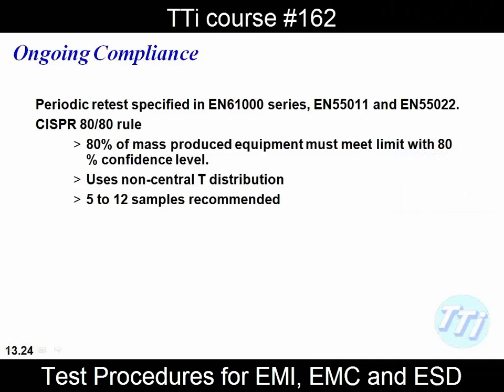Periodic retest is specified in EN 61000 series, 55011, and 55022. CISPR 80/80 rule: 80% of mass-produced equipment must meet with 80% confidence level. So you actually have to use statistical aspects to be able to determine your ongoing compliance. Now, come on, guys. Would you do this with things you were building at Ball Engineering, where you're building 3 or 4 of a unit? No. This is all done on production equipment, things of that nature.